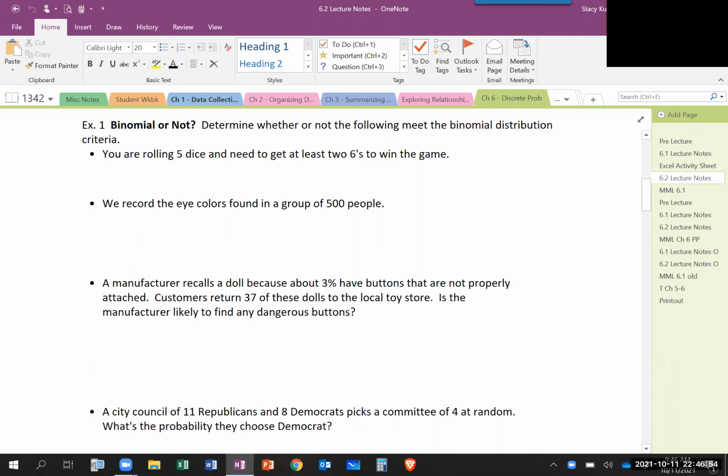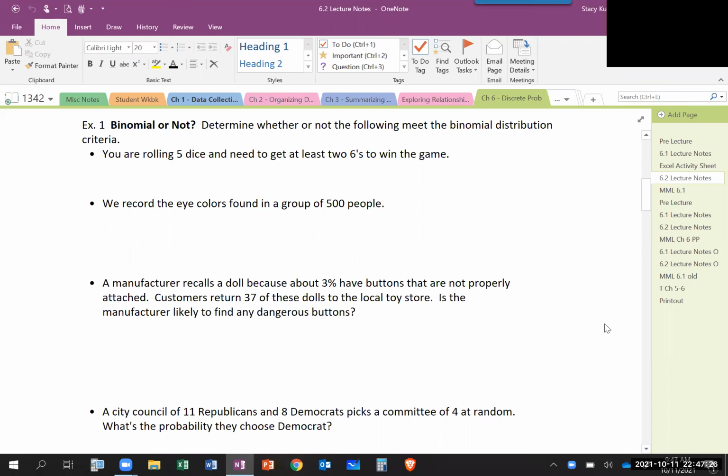Okay, let's look at the next one then. I'm just going to start from the top. Number 1, is there a fixed number of trials if we record the eye colors found in a group of 500 people? Yes, 500 would be the trials. That's right, n is equal to 500. Might be a good idea to keep track of that. So there are a fixed number of trials, n equals 500.